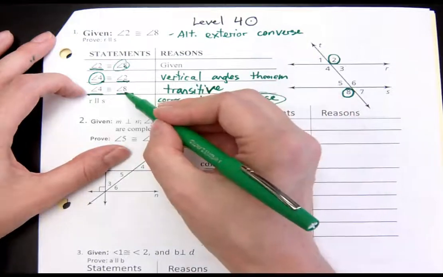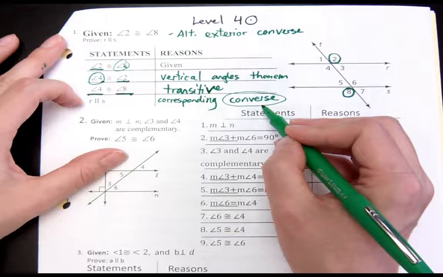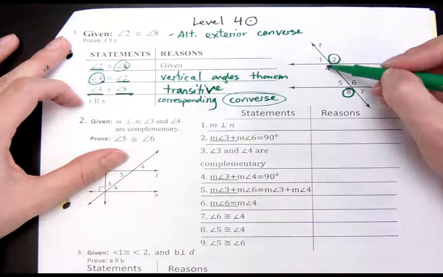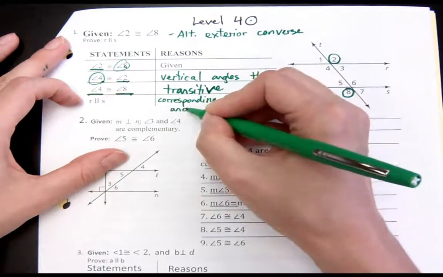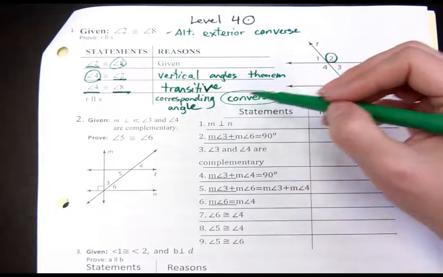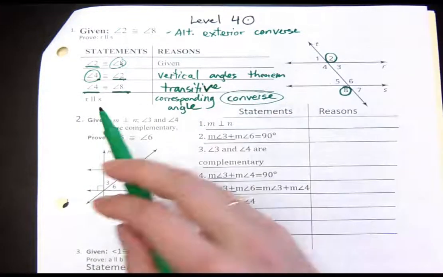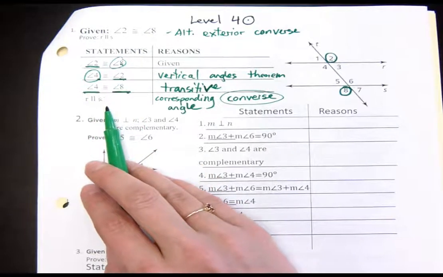And then, since I know angle 4 equals angle 8, I use my converse proof, saying because 4 and 8 equal each other, they are corresponding angles. And so the corresponding angles converse theorem is the one that proves if corresponding angles equal each other, the lines have to be parallel.